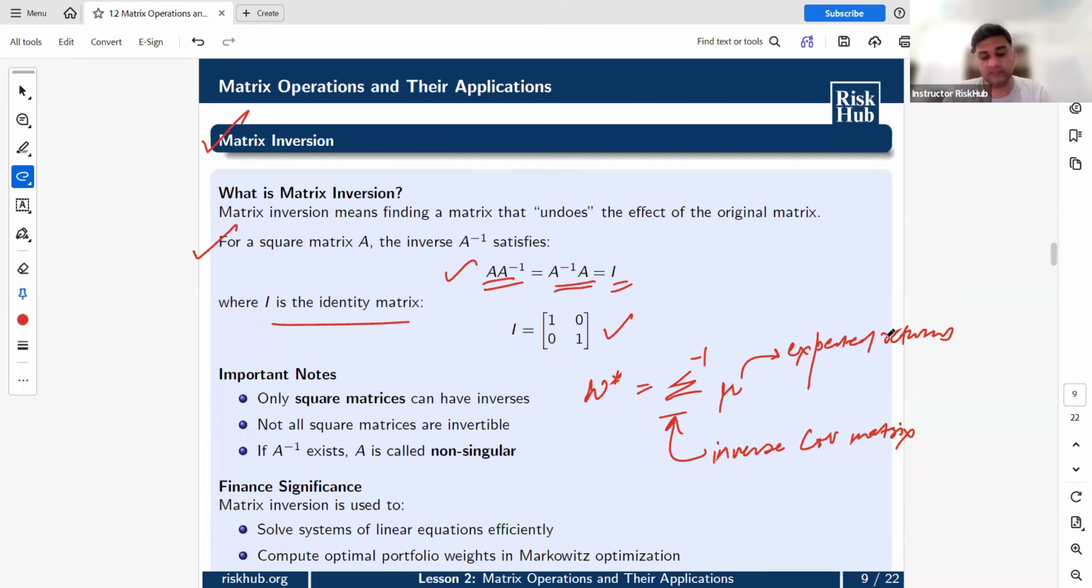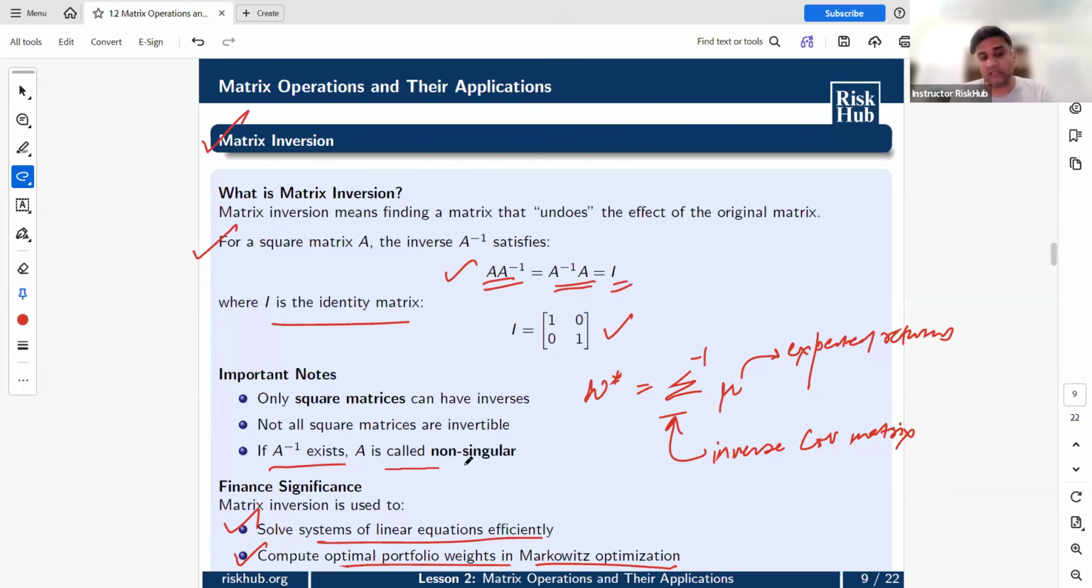In reality, covariance matrices can become kind of unstable, especially when assets are highly correlated, data is noisy, dimensions are huge. This creates your singularity problem. This creates your unstable optimization. This creates your exploding weights, right? This is why professional quants use your shrinkage, your regularization, your PCA, your factor models, right? So it's very complex, please understand, but it helps these systems solve linear equations efficiently and compute optimal portfolio weights in your matrix or Markowitz optimization.